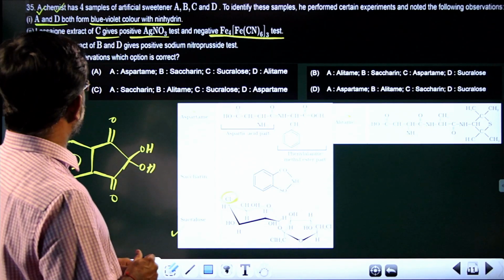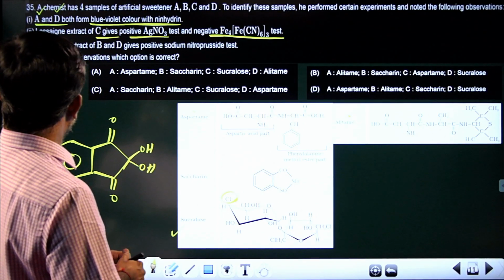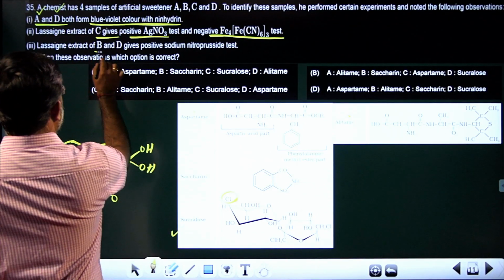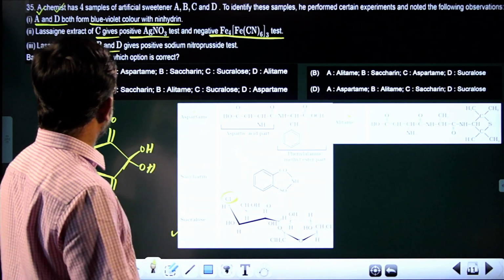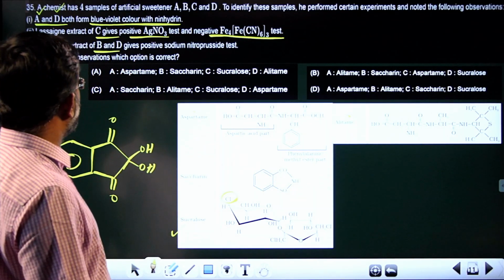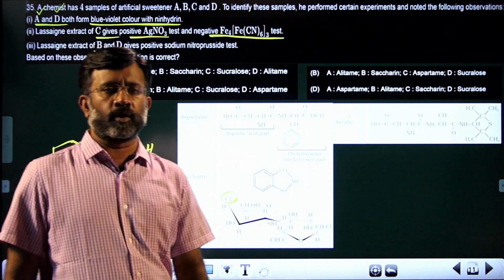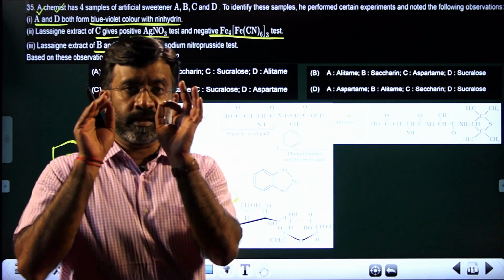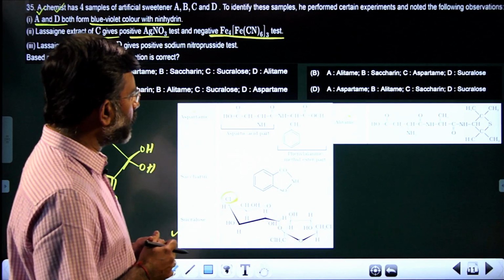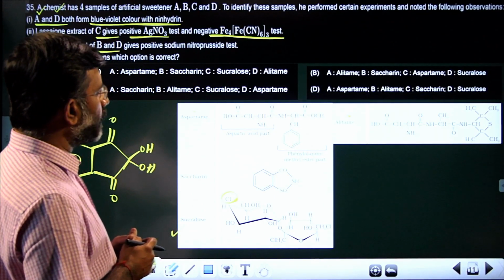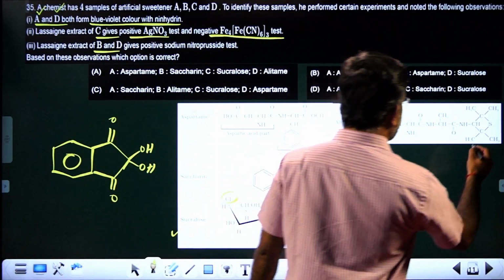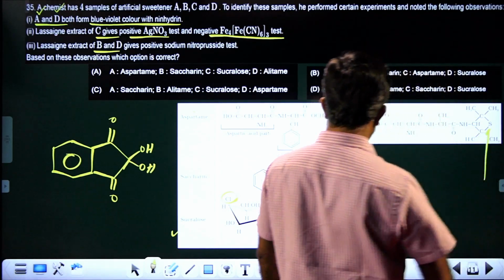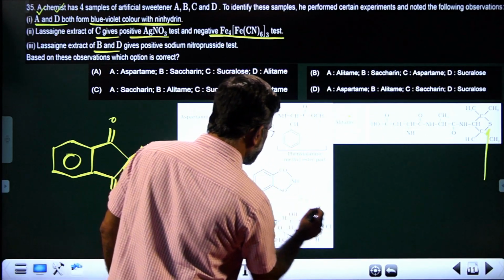Now, Lassaigne's extract of B and D gives a positive sodium nitroprusside test. The sodium nitroprusside test is given when sulfur is present. B and D. See, there is sulfur available here.